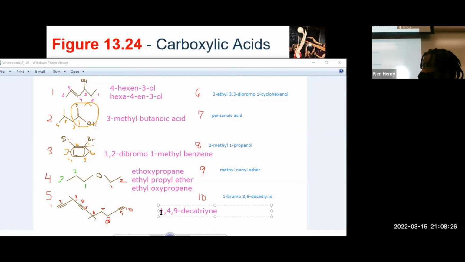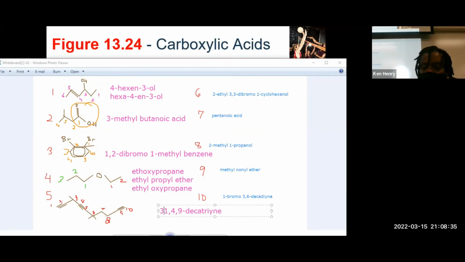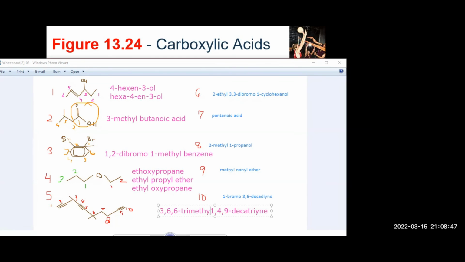Anything else? Oh, we have some methyls too, right? So it's like a what? 3-methyl. Would it be 3,6-trimethyl? So 3,6,6. We want to say where each one of them is at. Trimethyl. You have to repeat the 6.